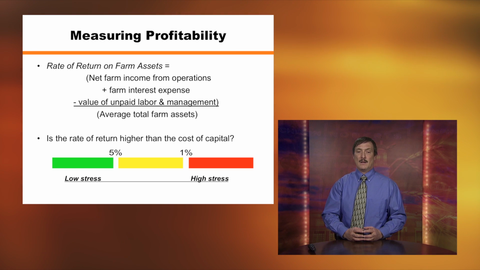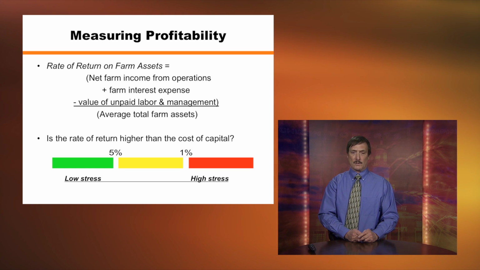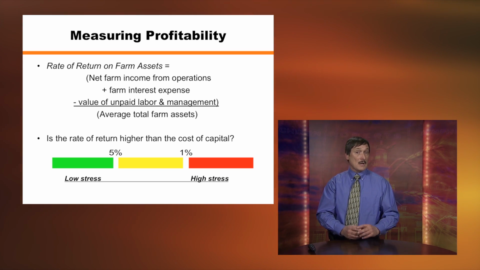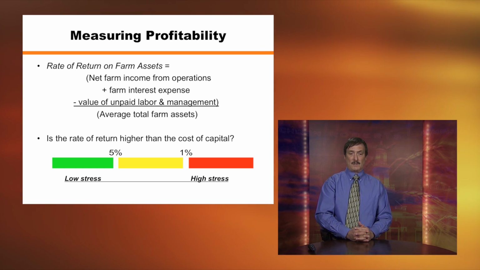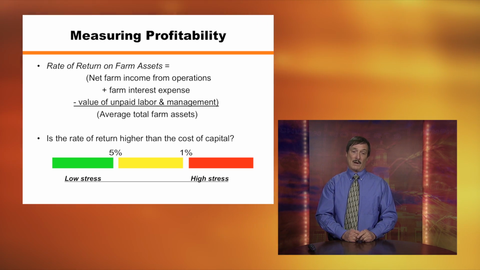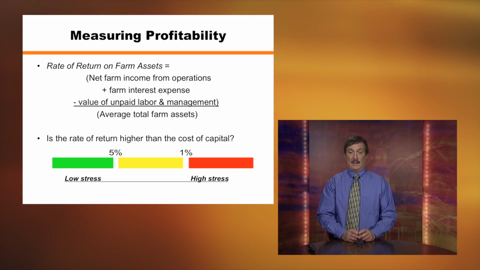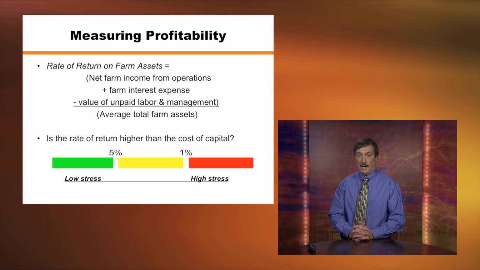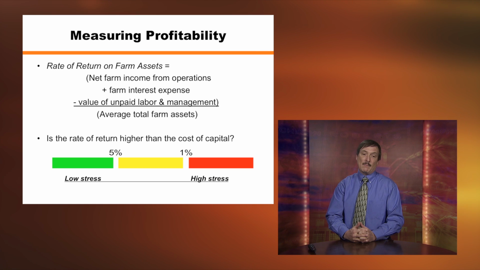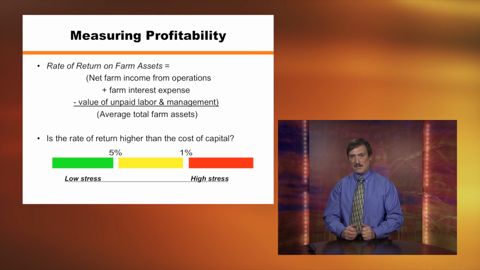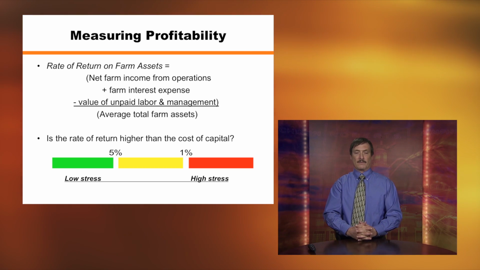We add back in paid interest expenses, and perhaps we subtract off a charge for unpaid operator labor and management, depending on the type of entity that we have set up and how we account for that in our accounting system, most commonly in a sole proprietorship where we're not writing people checks for that. We do subtract off some value for that, and then we divide that by the average total farm asset value. Here I've got on the slide that we're going to divide that by the average of the beginning and ending farm asset values. You could pick either beginning or ending, and you probably wouldn't be off too much.